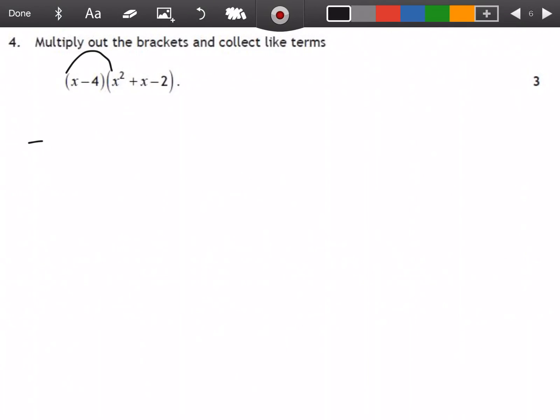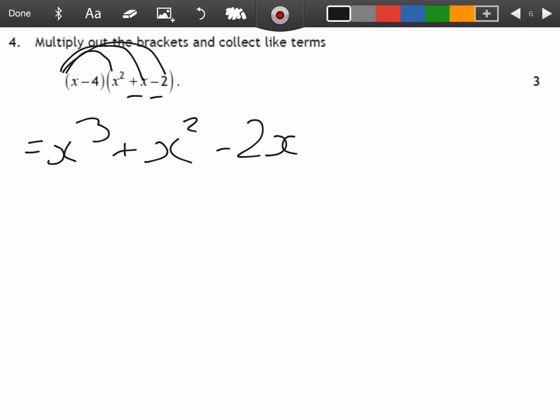Right, x times x squared, x cubed. X times a positive x is another x squared. And x times negative 2 is negative 2x. You'll get 1 mark for that.